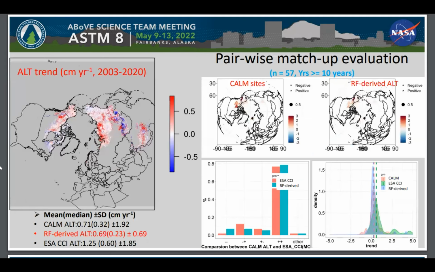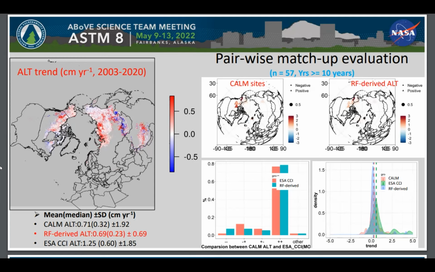So this is the ALT trend from 2003 to 2020 from our random forest derived dataset. What we can see is there is a widespread deepening of ALT over the Permafrost region, which is consistent with our expectation. To verify this trend, we conduct a site level comparison between the CALM measurement and our random forest derived ALT data.